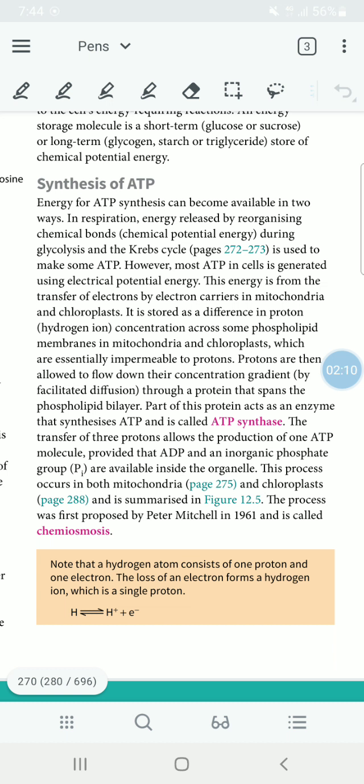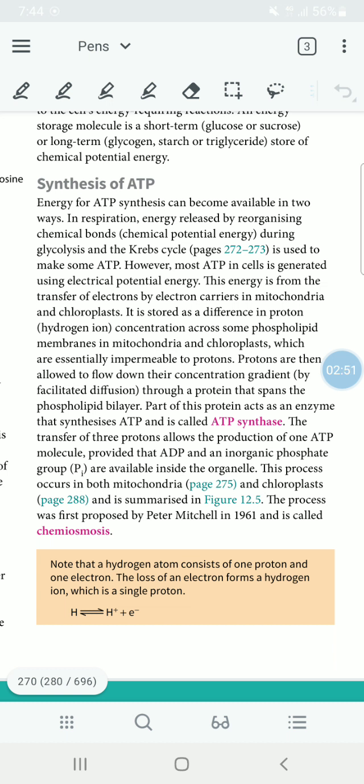However, most ATP in cells is generated using electrical potential energy. This energy is from the transfer of electrons by electron carriers in mitochondria and chloroplasts. This process is also a result of the breaking down of these food materials. It is not a different mechanism, it is once again the same process. We will go through this and see how these electrons are involved in the energy transfer process.